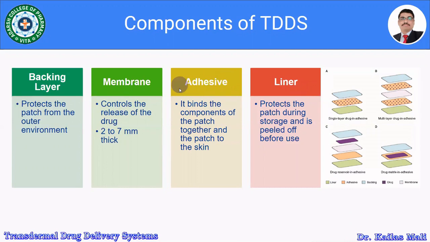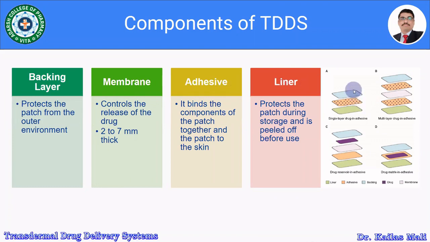Pressure sensitive adhesives bind the components of the patch together and the patch to the skin. That is the role of the adhesive layer. The release liner is used to protect the patch during storage and is peeled off before use. So these are the main components of the transdermal drug delivery system: the backing layer, rate controlling membrane, pressure sensitive adhesives, and the release liner.